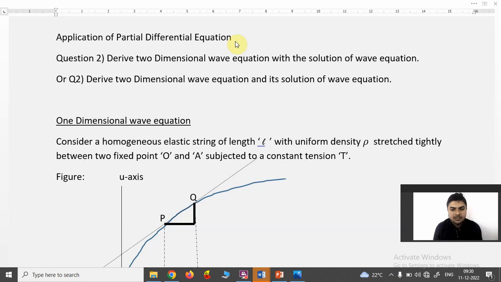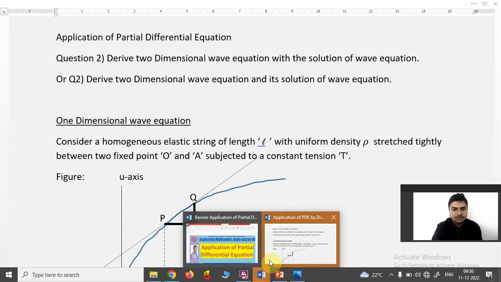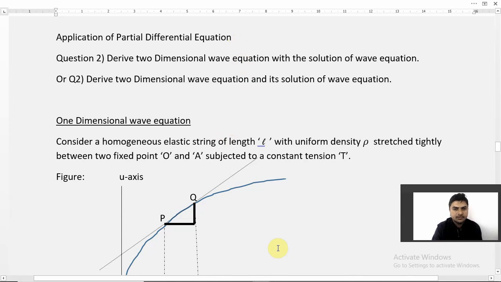We'll just discuss a few more things. This is the second video on application of partial differential equation. With the derivation, I'm going to do wave equation. So we'll just derive this equation. Whenever this question comes in the exam, please see that you draw the diagram and then you explain in your own words.